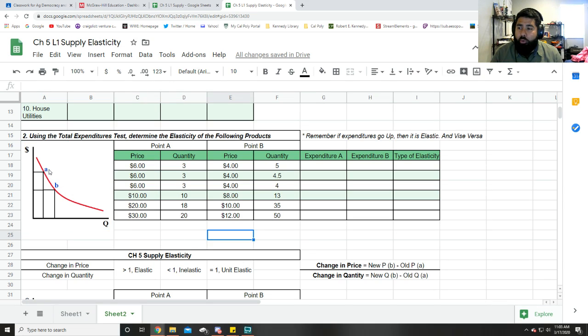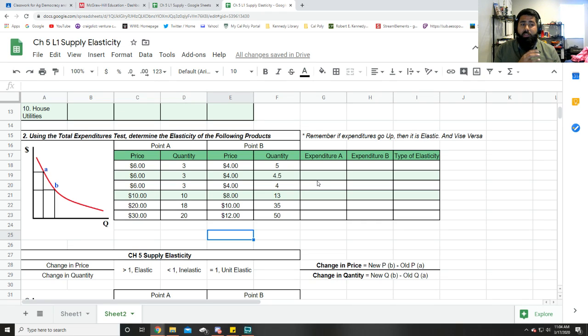We're going from point A over to point B. So we're just trying to see, as the prices decrease, where our expenditure is going. And just know that if expenditures go up, if we spend more money, that means it's an elastic product.